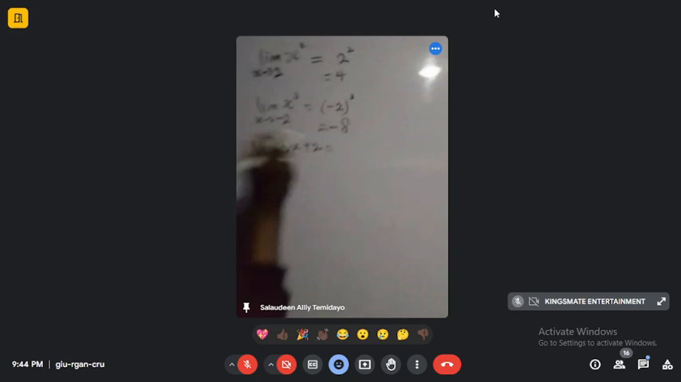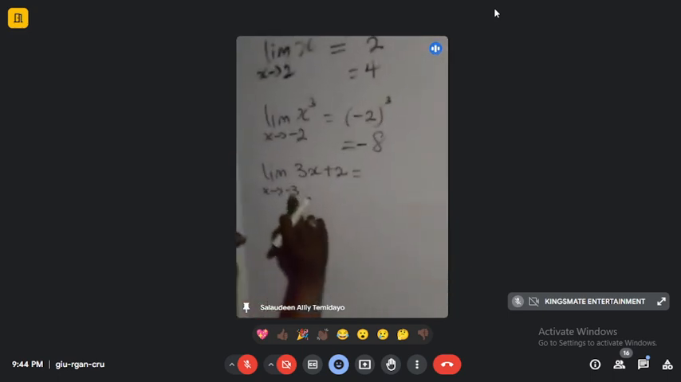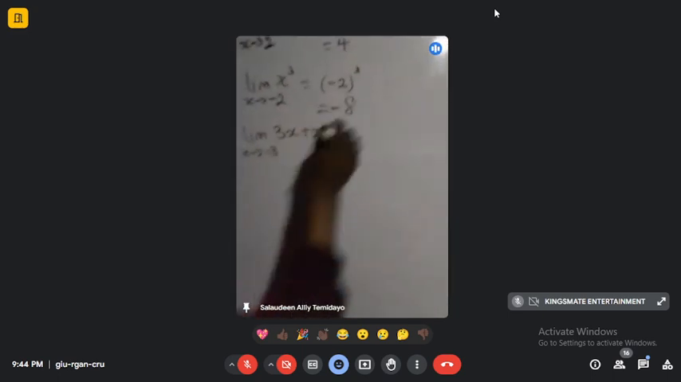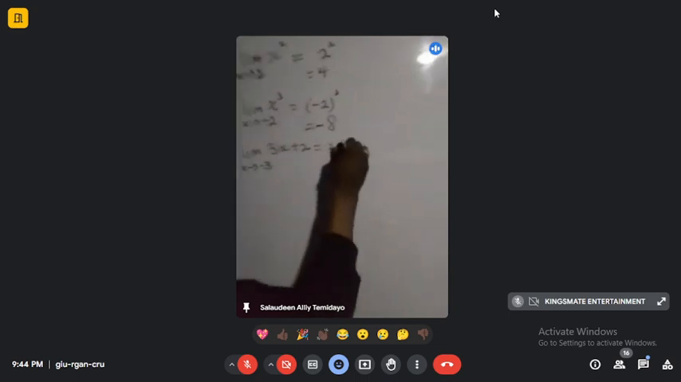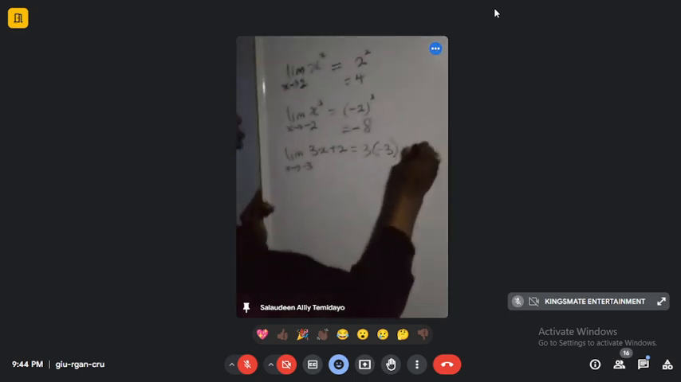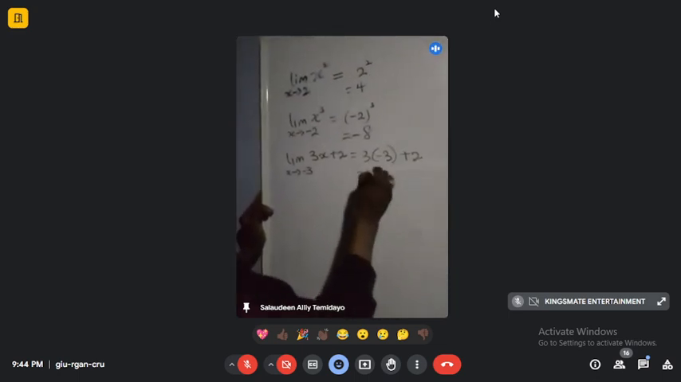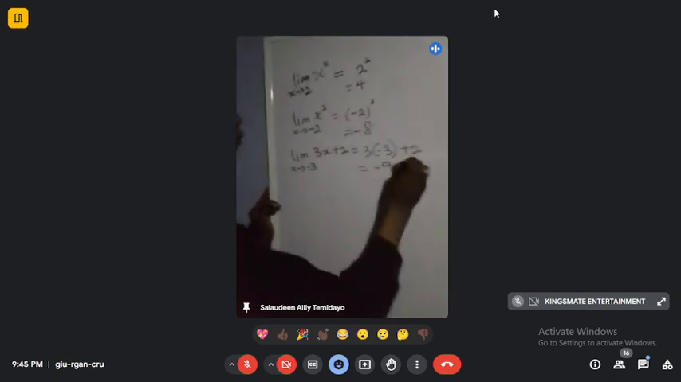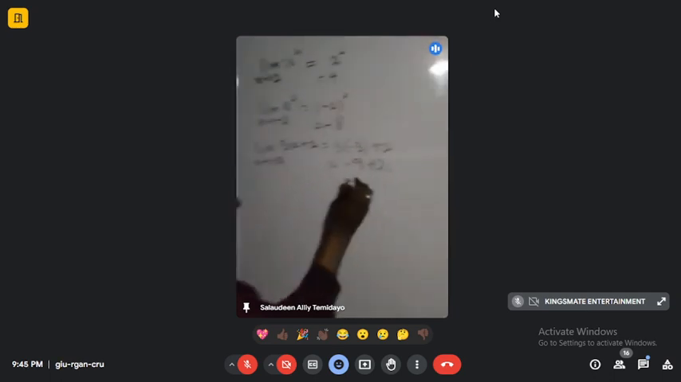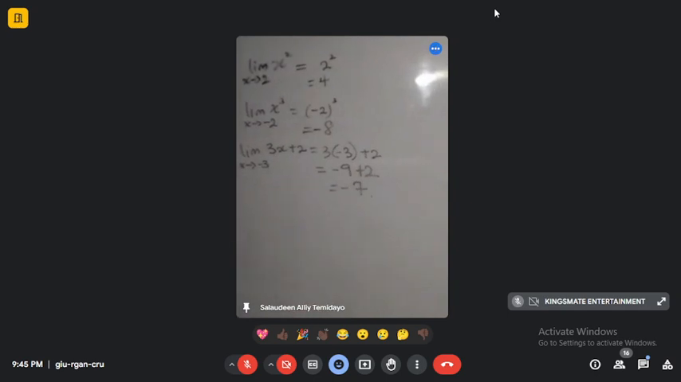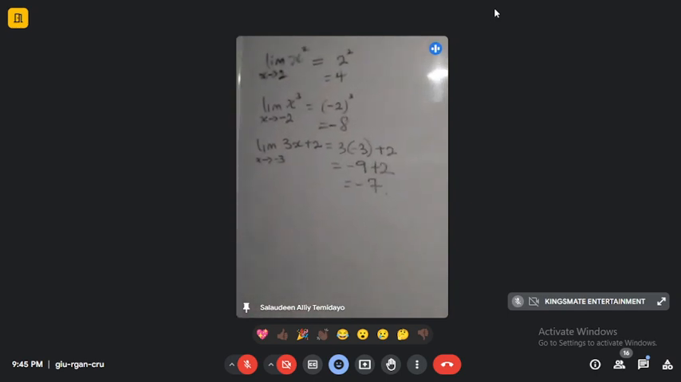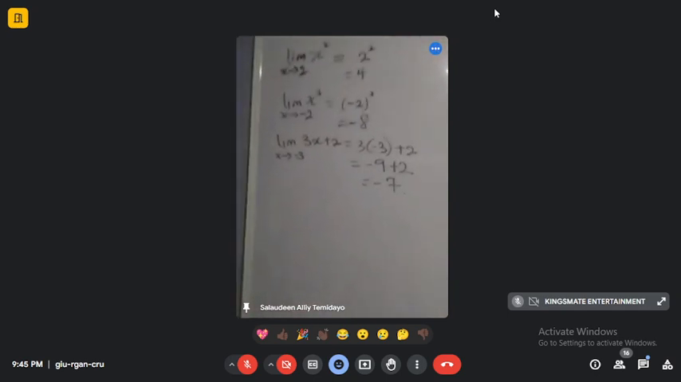That's now the replacement method again. x is minus 3, so 3 times x is 3 times minus 3, plus 2. 3 times minus 3 gives me minus 9, plus 2. Minus 9 plus 2 gives minus 7. So that is done.